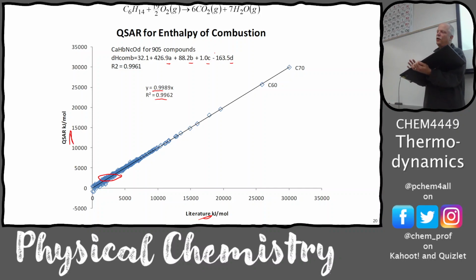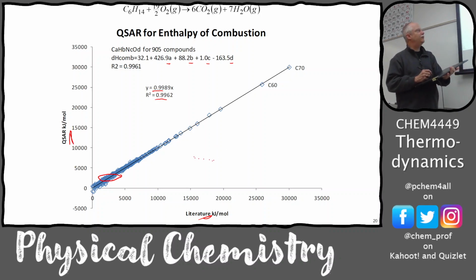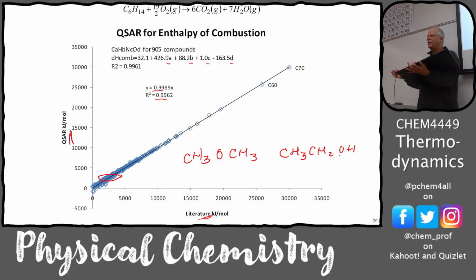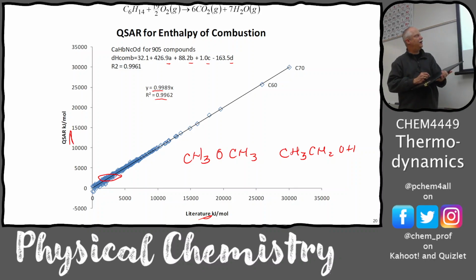So it's a pretty crude model if you think about it, because it doesn't know the difference between, say, CH3OCH3 and CH3CH2OH. Same exact molecular formula, different molecule altogether, ether versus alcohol. And there's some slight difference in their enthalpies of combustion down here between those, but the QSPR is going to give exactly the same number for both of those.